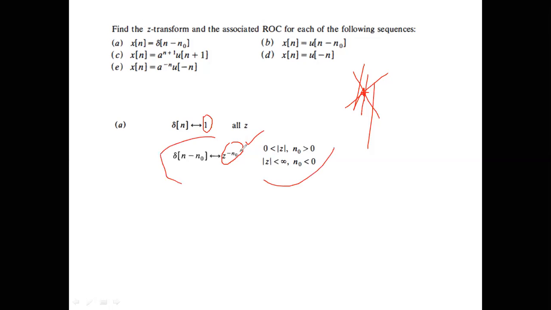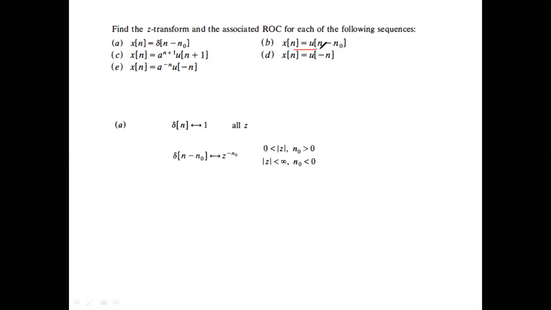But anyway, we have successfully applied the time shift property. For a shift in the time domain, we already knew the Z transform, and it simply gets multiplied by z to the power minus n naught. Now, the second question here.